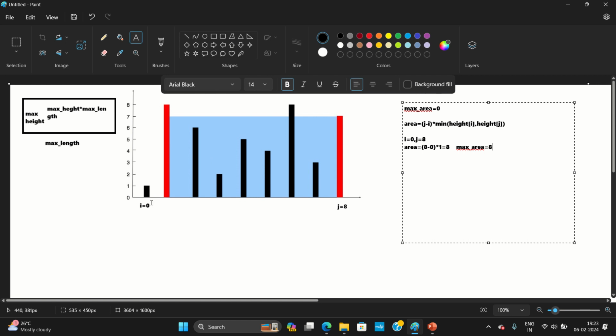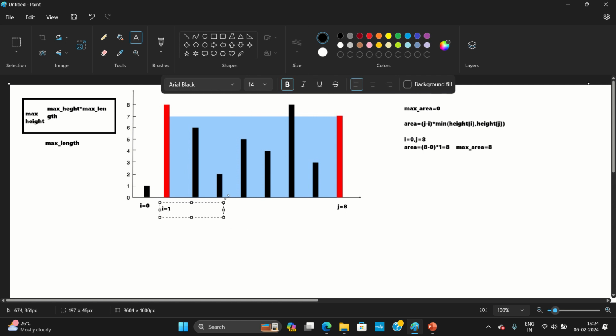As I is pointing at a minimum height, I will be trying to point to a height greater than that height, right? So in order to do that, I will try to move forward. So I turns to be 1.